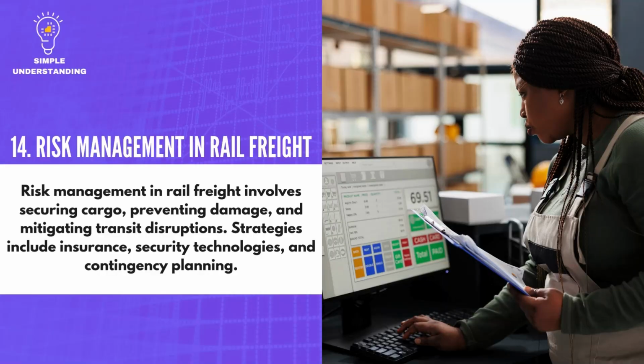14. Risk management in rail freight. Explanation. Risk management in rail freight involves securing cargo, preventing damage, and mitigating transit disruptions. Strategies include insurance, security technologies, and contingency planning.